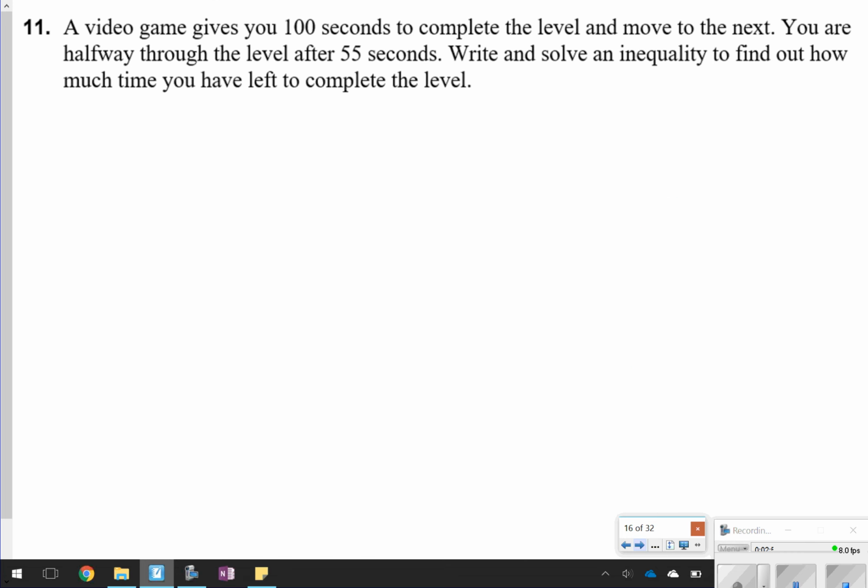Okay. Number 11 is a word problem. It says a video game gives you 100 seconds to complete the level and move to the next. You are halfway through the level after 55 seconds. Write and solve an inequality to find out how much time you have left to complete the level.